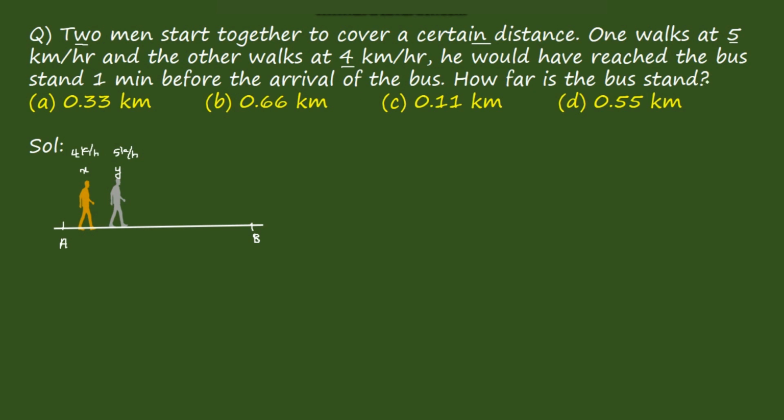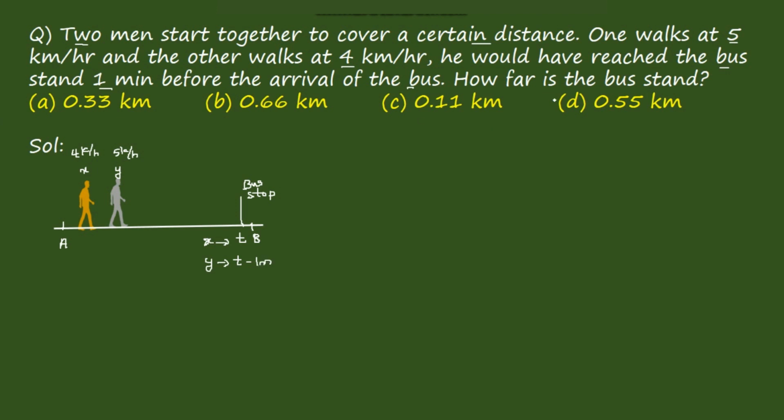Again they are saying he would have reached the bus stand 1 minute before the arrival of a bus. Okay, if you consider there is a bus stop here, the bus would be coming at a time t. Then X would be reaching at t only, right? X is slow and Y is fast, so Y would be reaching 1 minute before. Then it becomes t minus 1 minute.